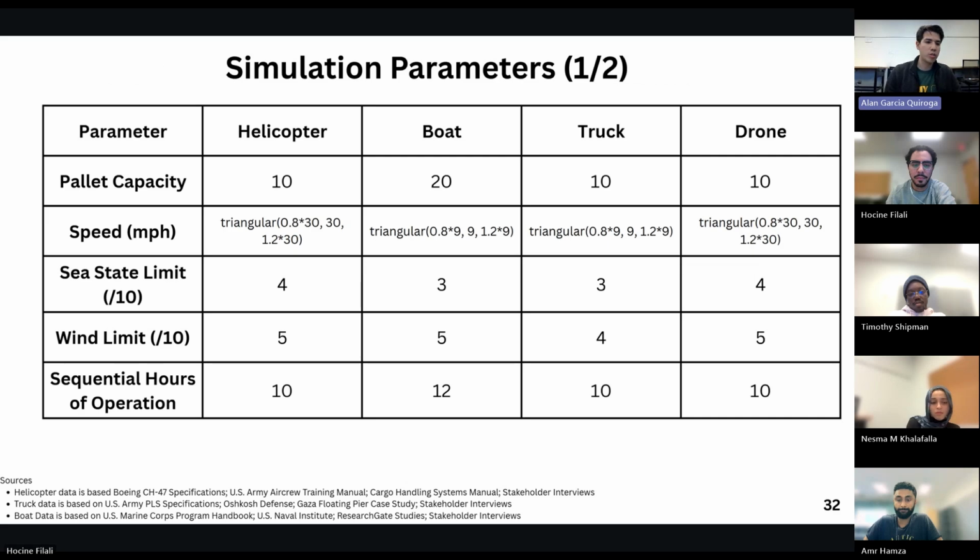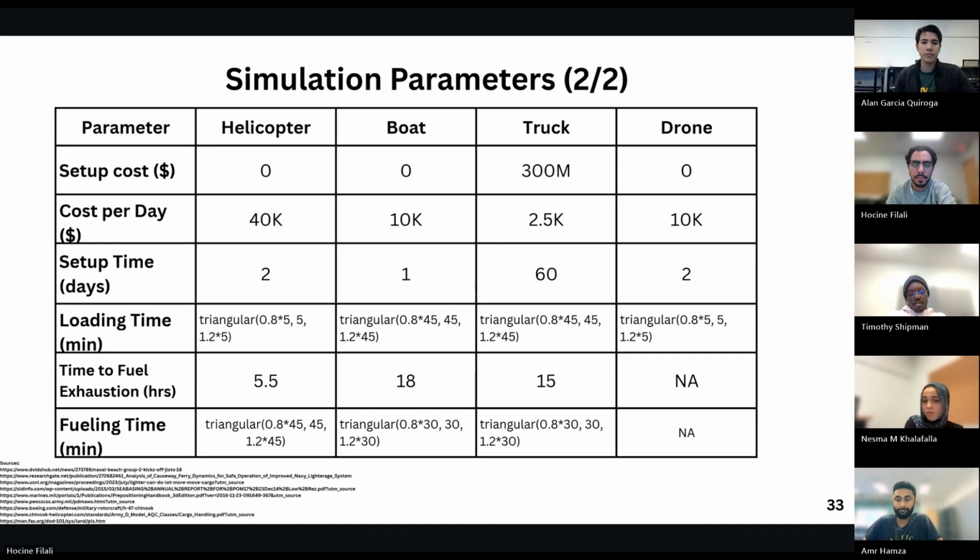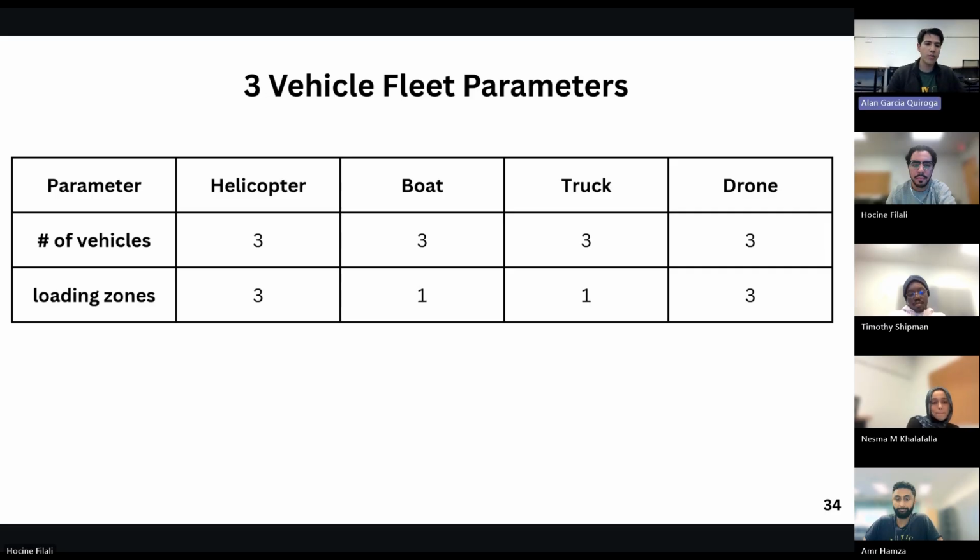Here, the most important parameter to look at is going to be the sea state limit and the wind limit, which dictate how often your vehicles work. Here, the most important parameter will be the loading time, which is the difference between a week and a day of delivery. And we're going to have 3 vehicles for each method.